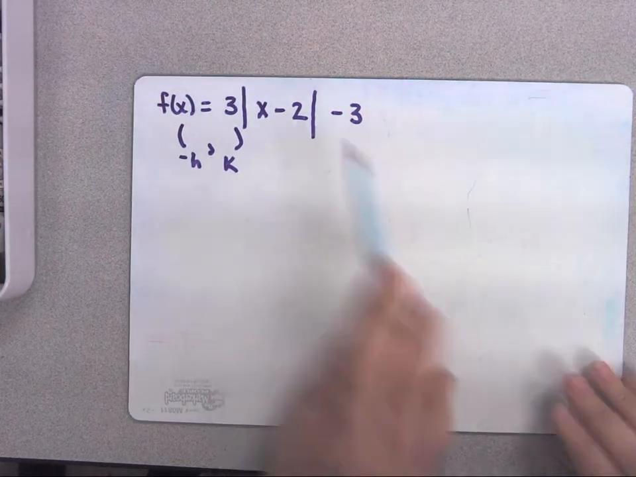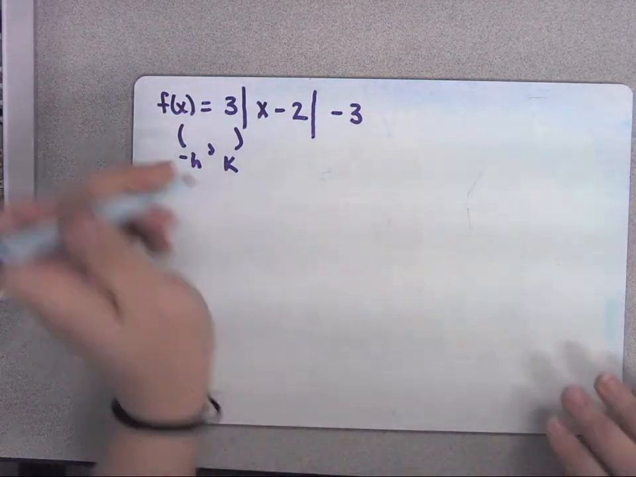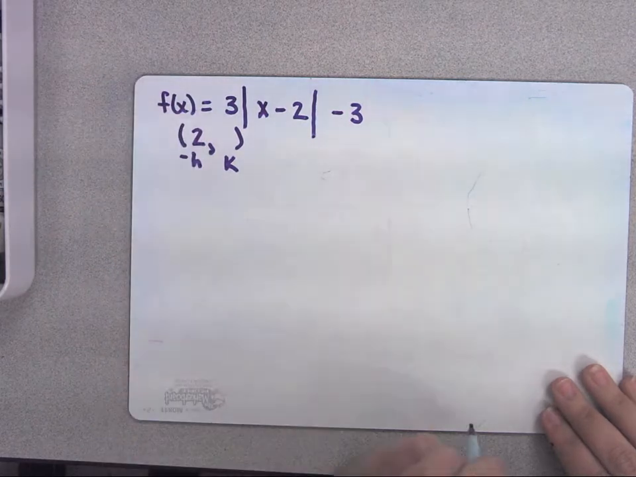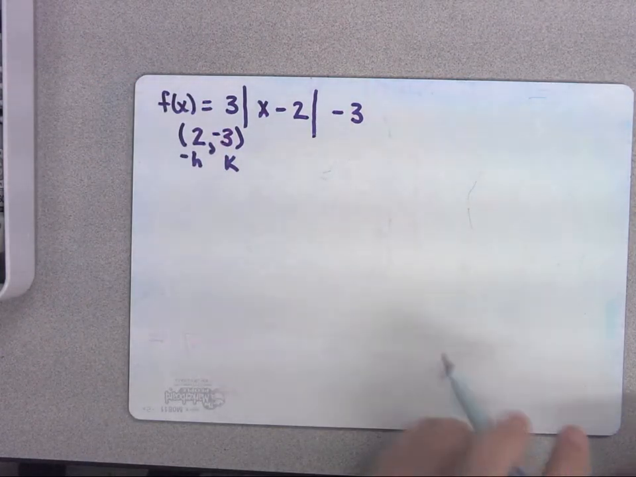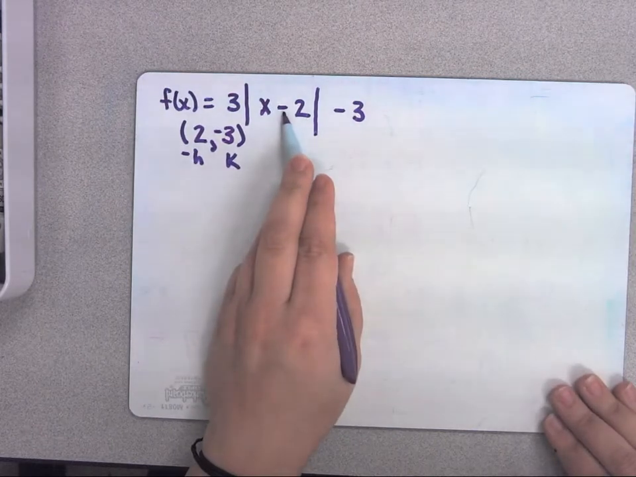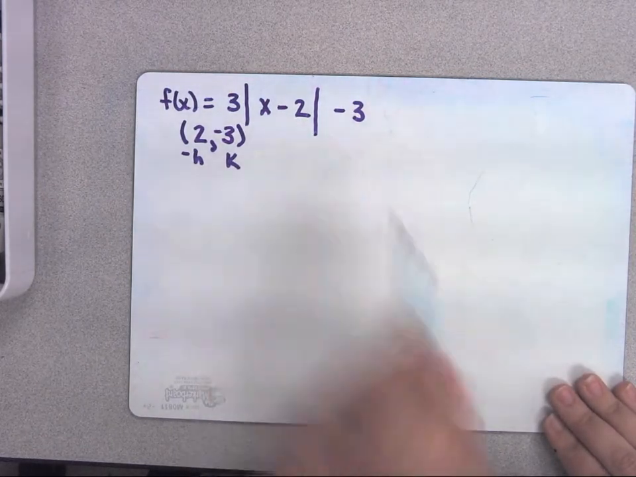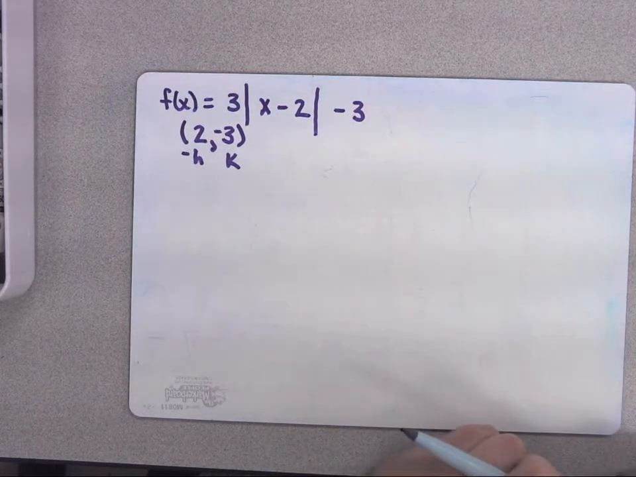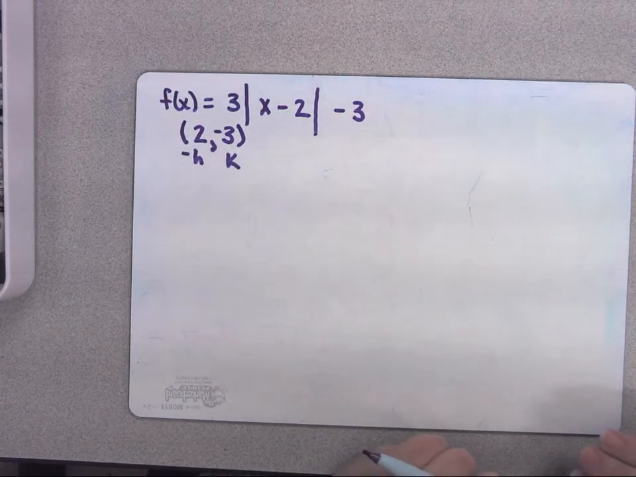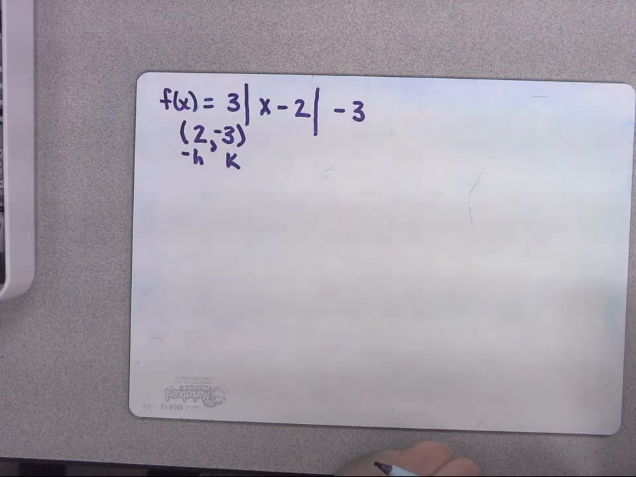It already says minus 2. So now it's 2, negative 3. Opposite means the opposite sign that you see there. So if it says minus 2, it's actually positive 2. If it says plus 2, it's really negative 2. That's the hardest part, because if you mess up the vertex, you literally mess up everything else.